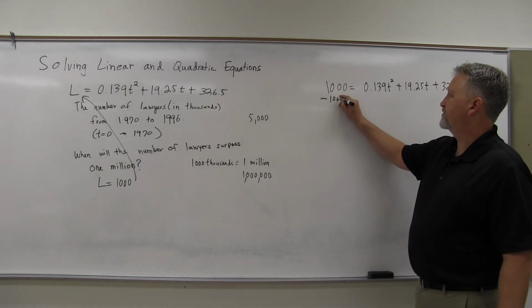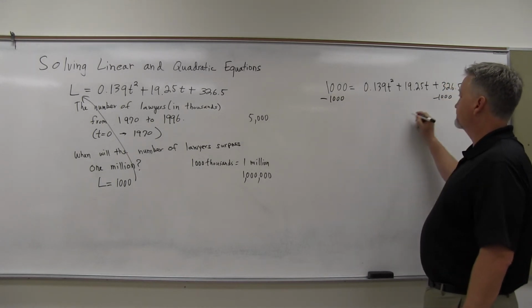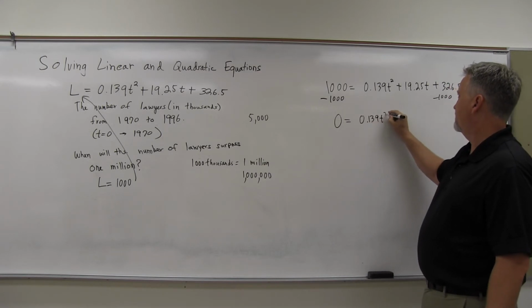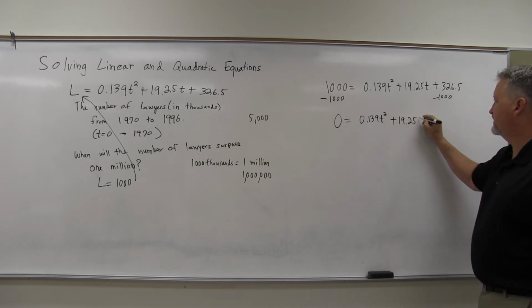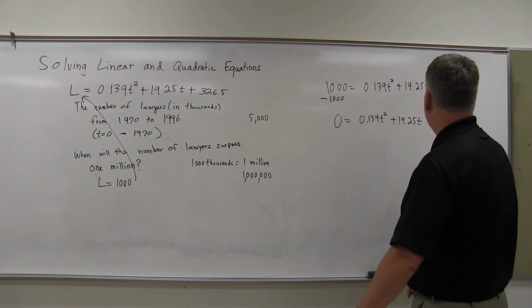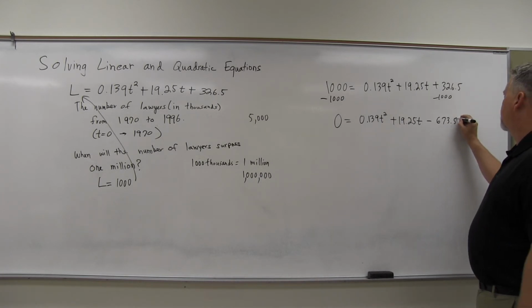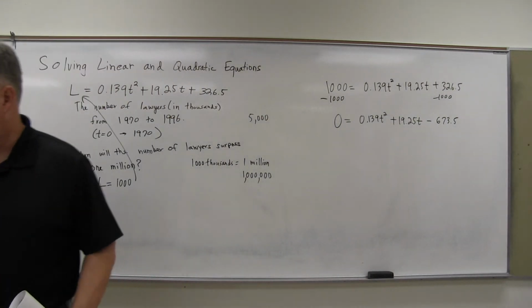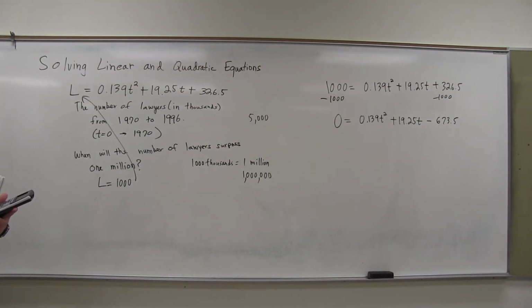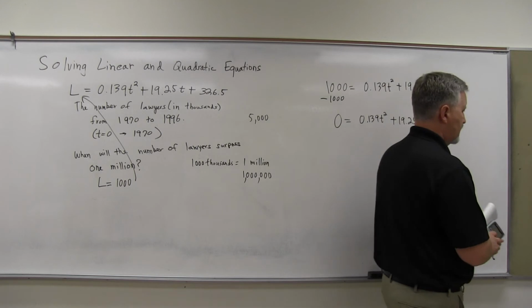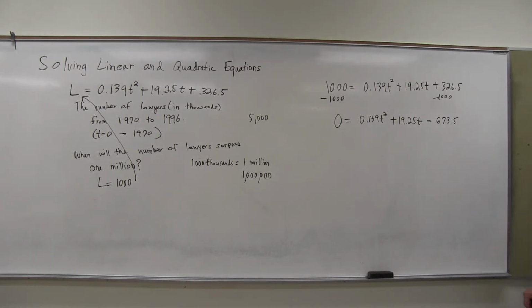I need one side 0, so we're going to subtract 1,000 from both sides. So we've got 0 equals 0.139 t squared plus 19.25 t, and 326.5 minus 1,000 is going to be negative 673.5. Let me check, 326.5, check. Just to make sure. Negative 673.5. Okay? All right. Well, we've got that.